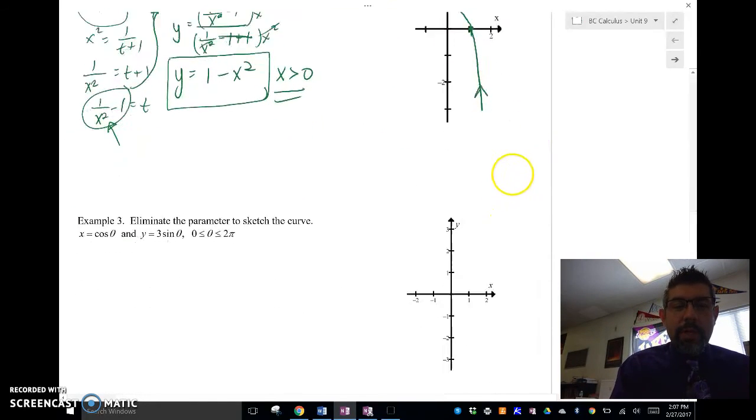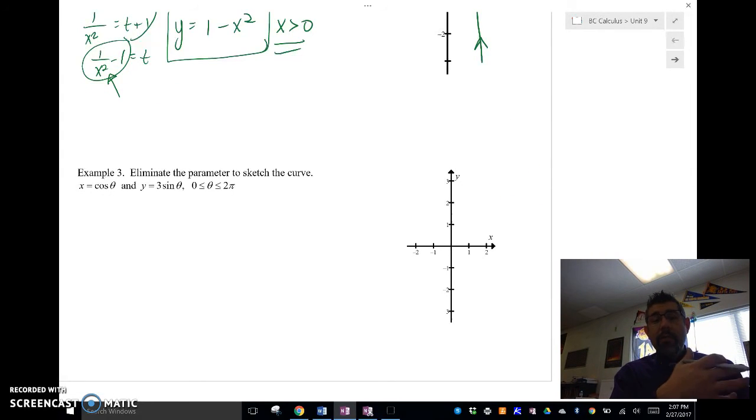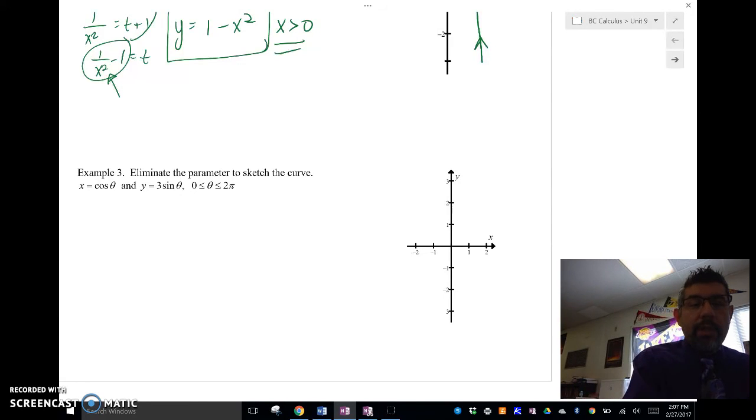All right, let's try one more here. And we're going to go ahead and eliminate the parameter and sketch our curve. Now, this one's a little bit different because it's got cosines and sines. So anytime you have cosines and sines in your parametric equations, you're going to square both sides. So we're going to square both of them.